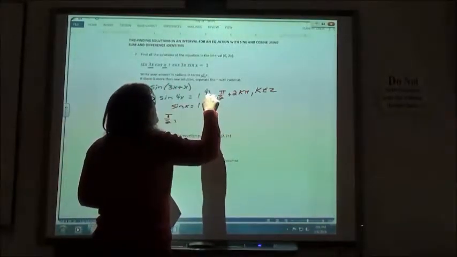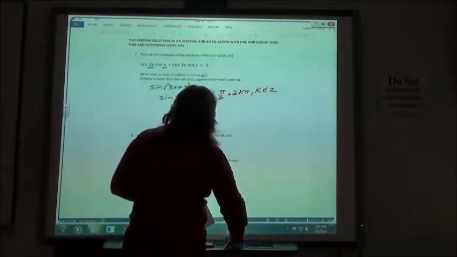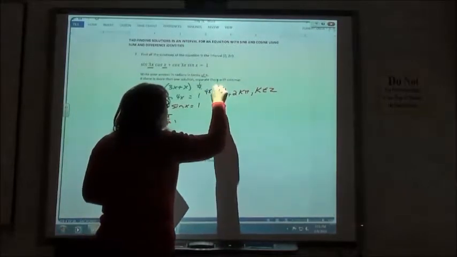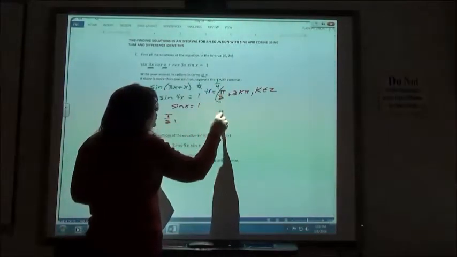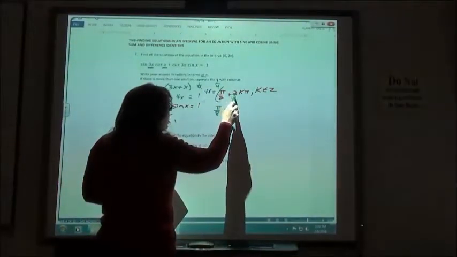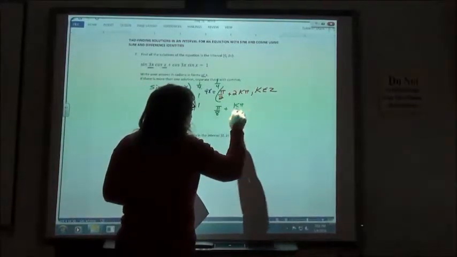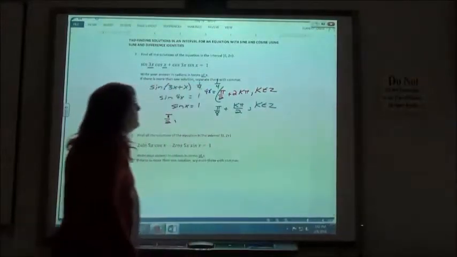I should have left myself a little bit more room. 4x is equal to that. So in order to solve that, we have to multiply by 1/4. So I've got to take 1/4 times that. Well, 1/4 times pi over 2 would be pi over 8, plus 1/4 times 2 would be 2/4 or 1/2. So k pi over 2, with k being an element of z.